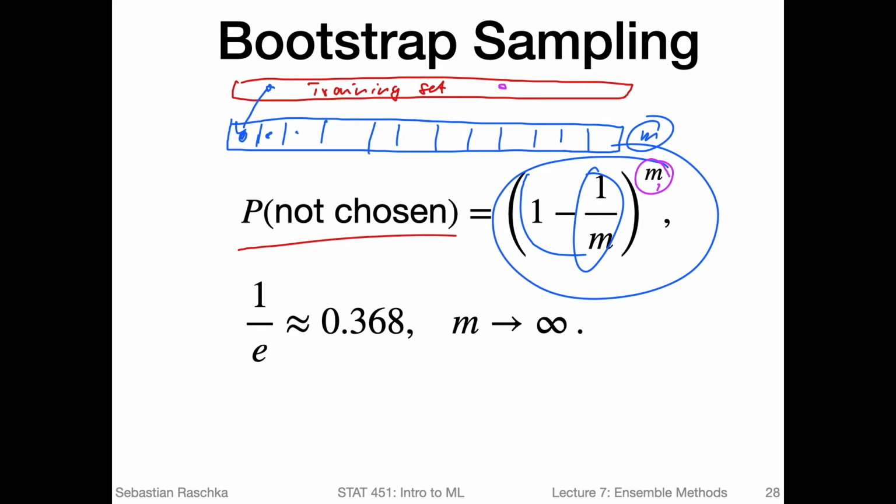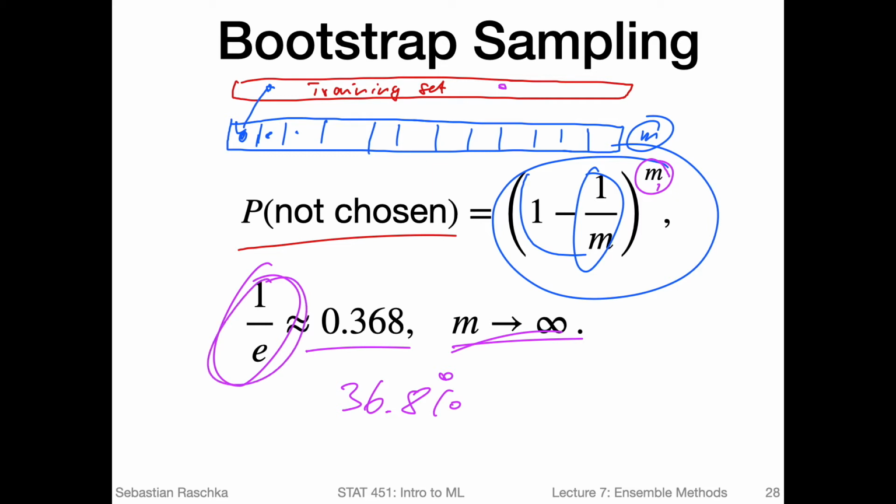Okay, so then what that means is that 0.368 or 36.8% of the data points are not chosen in a given bootstrap sample from the training set if m goes to infinity. So if m is really large, if we have a really large data set that we draw from, then 36.8% of the points will not be included in the bootstrap sample. So this is asymptotically, if m becomes very large, approximately 1 over e, Euler's number.